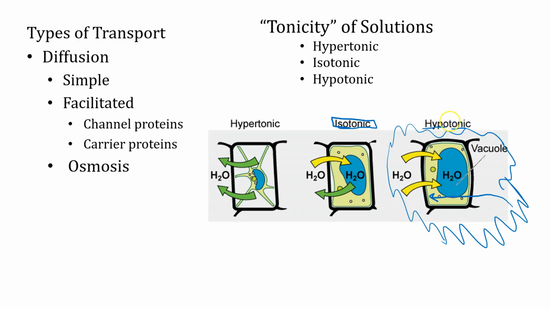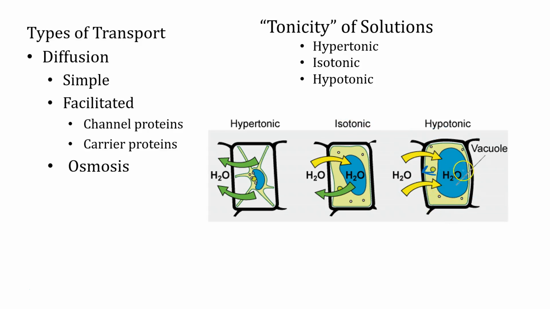Remember, if it's hypotonic, that means the water surrounding the cell is less salty and it's more salty inside the cell. So the water wants to go inside where it's most salty. So water does do that, and it makes the cell swell. You can see that it's kind of getting a little bit bigger as the water is coming in.